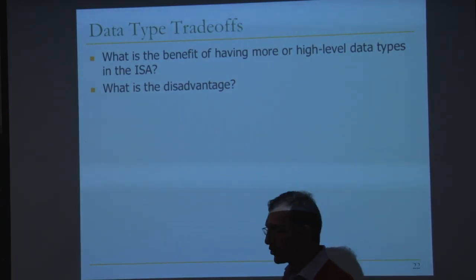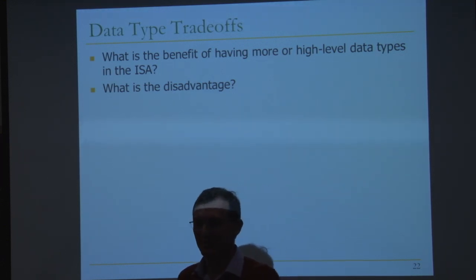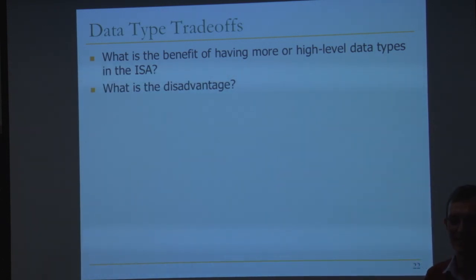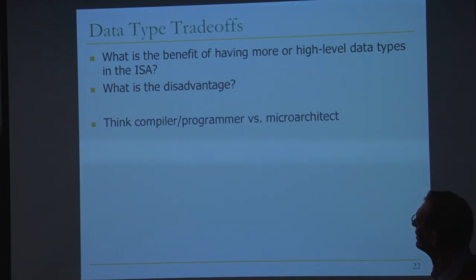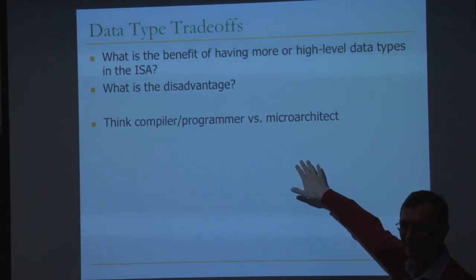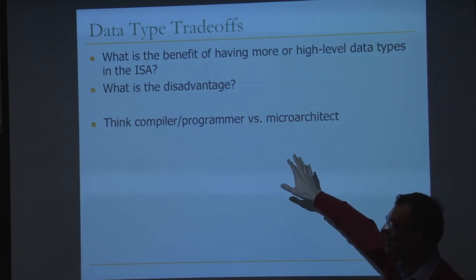And if you actually burn the data type into hardware and it's not flexible enough, the programmer needs to use it. Otherwise, they won't use it. There are some data types in x86, for example, that are not used as much today. Binary coded decimal, for example, is not used as much today. So basically, think compiler, programmer versus microarchitect here. That's another trade-off that we're making.